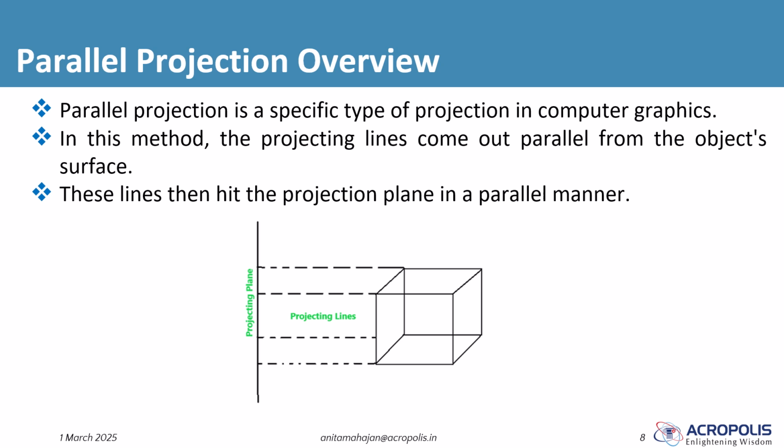What is parallel projection? Parallel projection is a specific type of projection. In this projection method, the projecting lines come out parallel from the object surface. These lines then hit the projection plane in a parallel manner. That's why it is known as parallel projection. Here is the representation diagram of how parallel projection is being done.